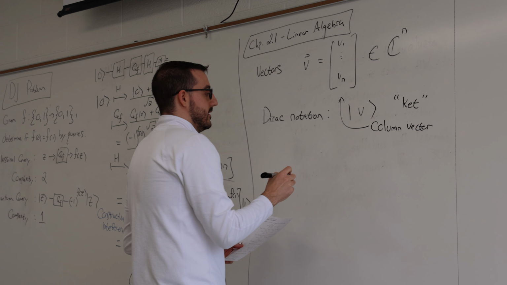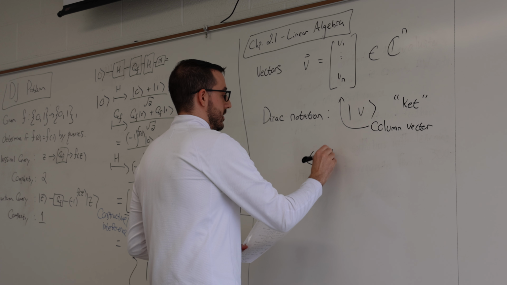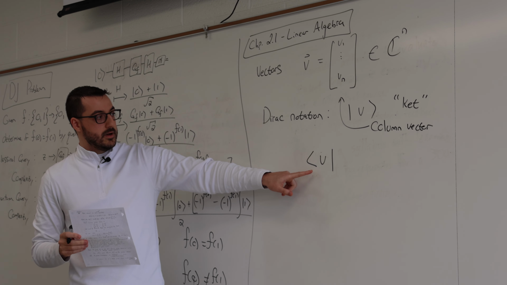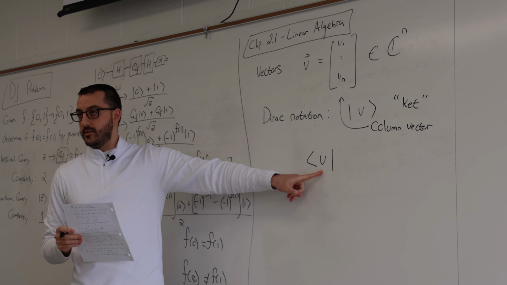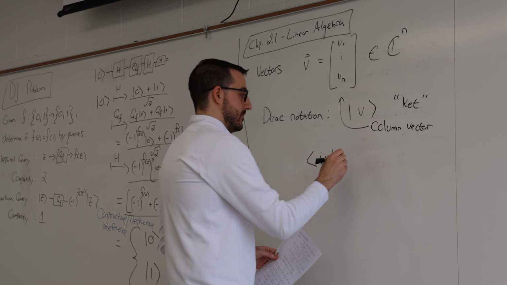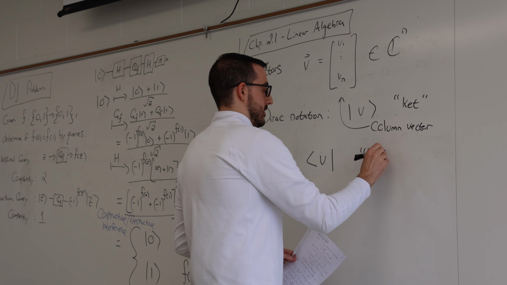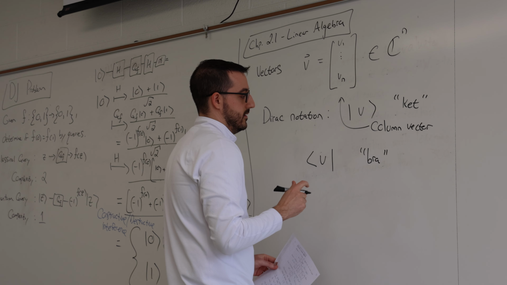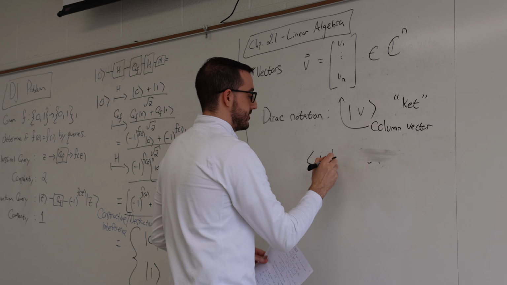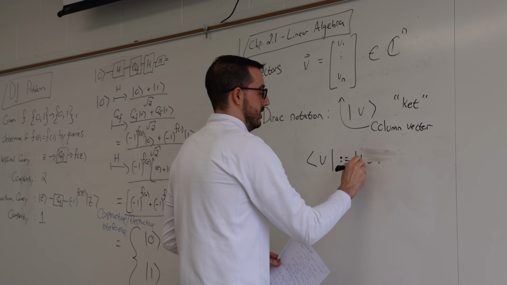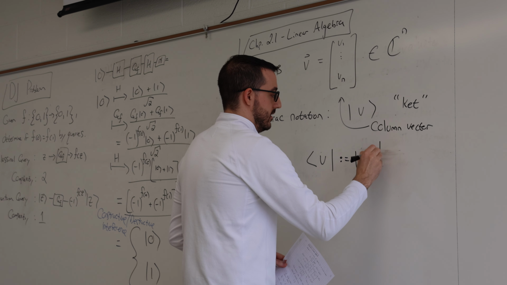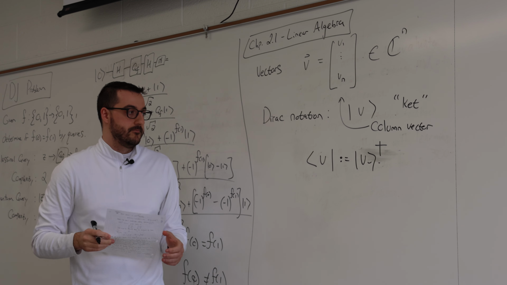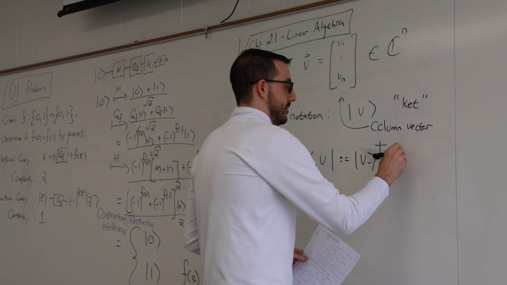We also have another notation in Dirac notation: a left-angled bracket and a vertical line with a symbol in the middle. This is known as a bra. And this is going to be defined as the conjugate transpose of the ket vector. So this is our bra.